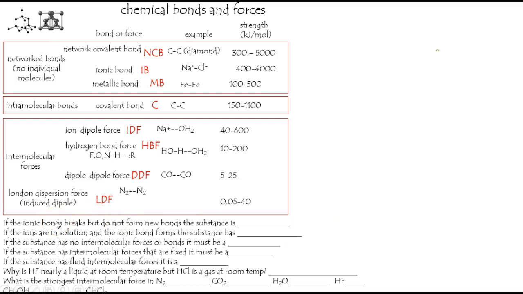Let's look at some scenarios. If you have an ionic bond and it breaks, but it doesn't form new bonds, that just must mean that ionic substance was dissolved, because that's what happens. It breaks that ionic bond. If it's in solution, but then the ionic bond reforms, the opposite must be occurring. The substance has precipitated. If you've got no intermolecular forces or bonds at all, well, I guess you must be a gas, and if you're being specific, perhaps a noble gas.